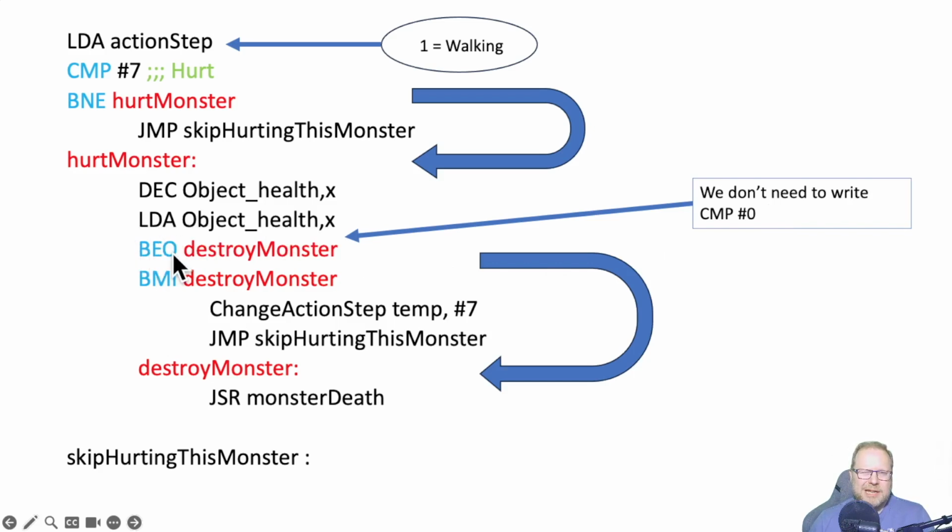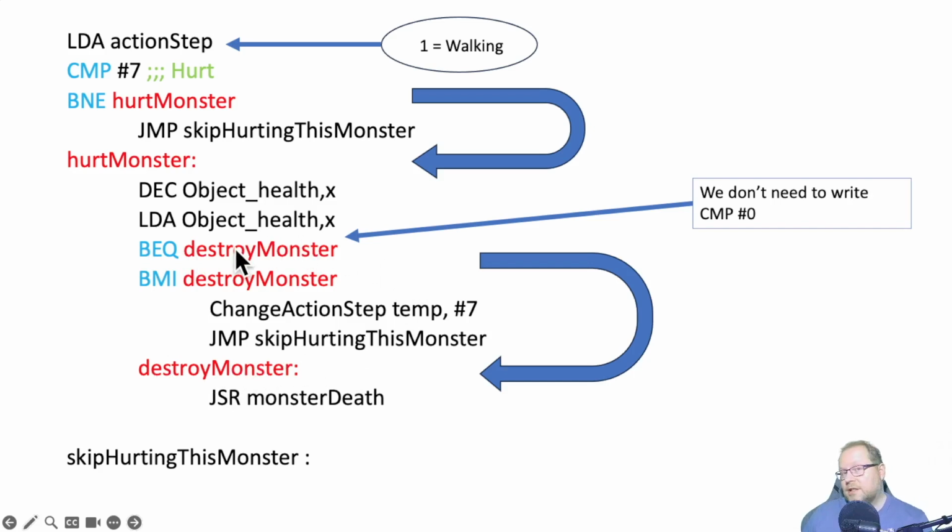But what does that actually mean? Well, when I write it like this, I say BEQ. Well, that means branch if this is 0. BEQ, branch if whatever's in here is 0. So I'm loading the object health for the active object that's in here right now. Is it 0? Well, if it is 0, branch if equal, branch if it is 0, then we go down to destroy monster down here.